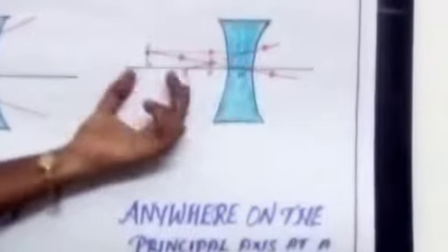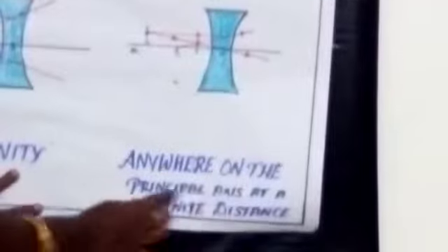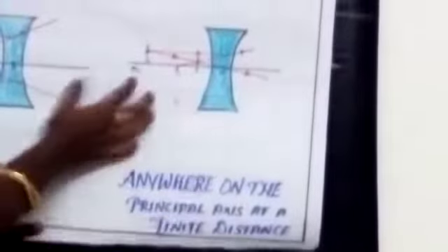The next case is when the object is placed anywhere on the principal axis, at a finite distance from the lens. Any place on the principal axis where we place the object, where can we get the image? So here, listen, where we can get the image.